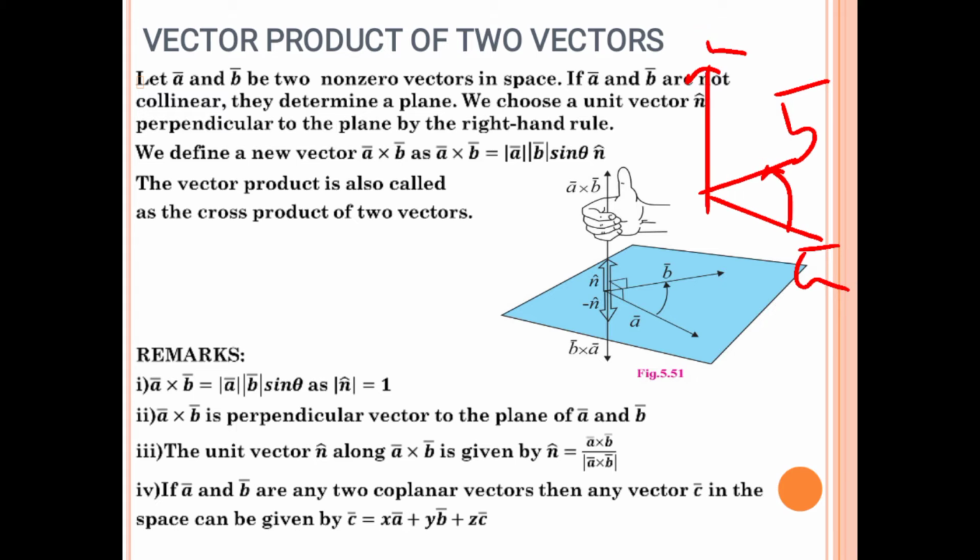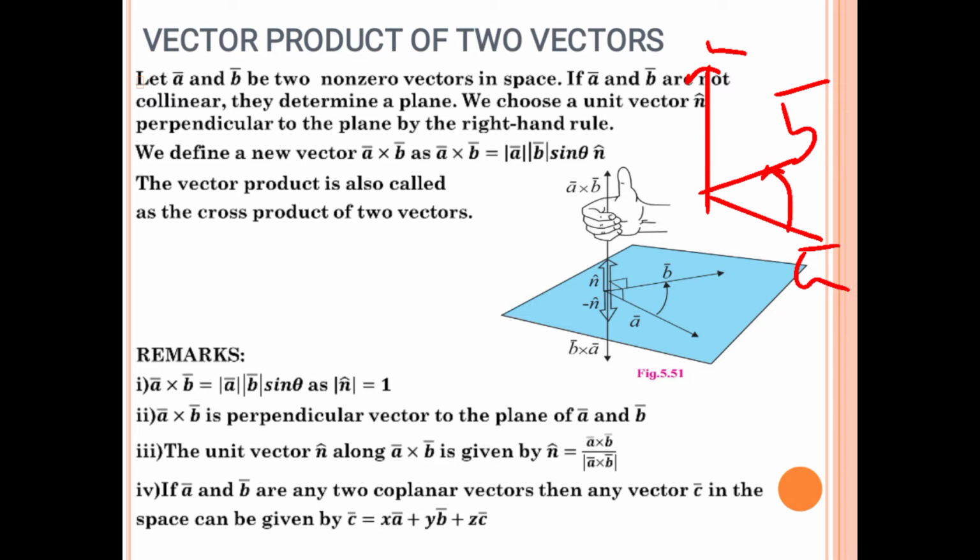Remark: a cross b is equal to magnitude of a into magnitude of b sine theta n, as magnitude of n vector is equal to 1. a cross b is a vector perpendicular to the plane of a vector and b vector, that is, perpendicular to both a vector and b vector. The unit vector n cap along a cross b is given by the formula n vector is equal to a cross b upon magnitude of a cross b.